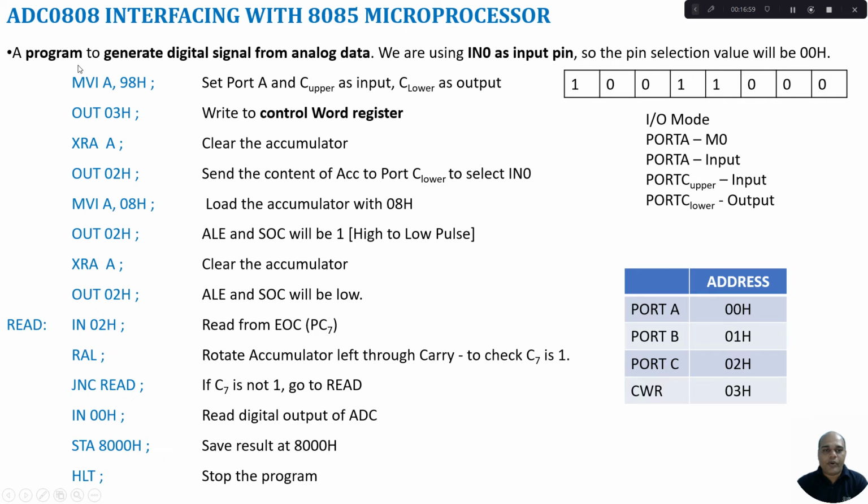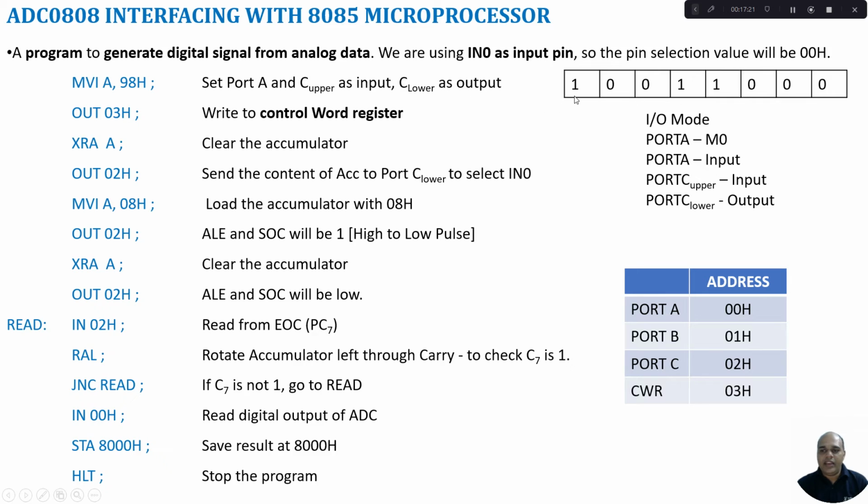So here is a program to generate a digital signal from analog data. We are going to use IN0 as an input pin, so the pin selection value will be 00. The address lines A, B, C will be set to 00 so that IN0 will be selected. First, let us start with MVI, move immediate data 98 to accumulator.